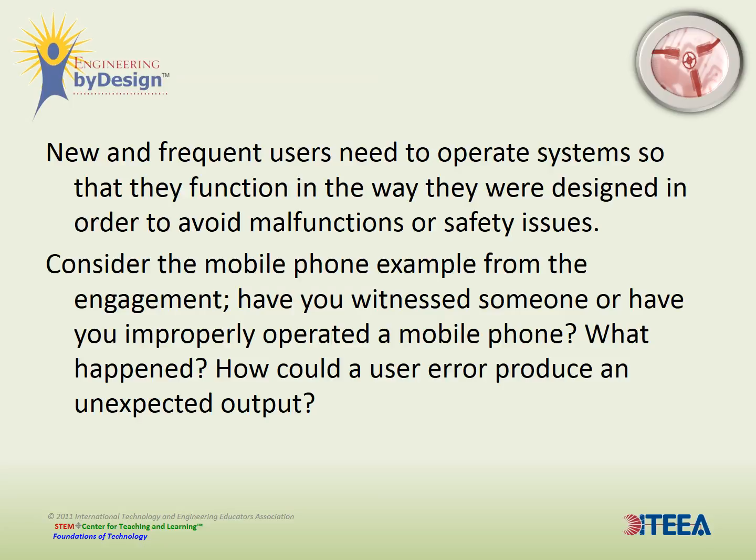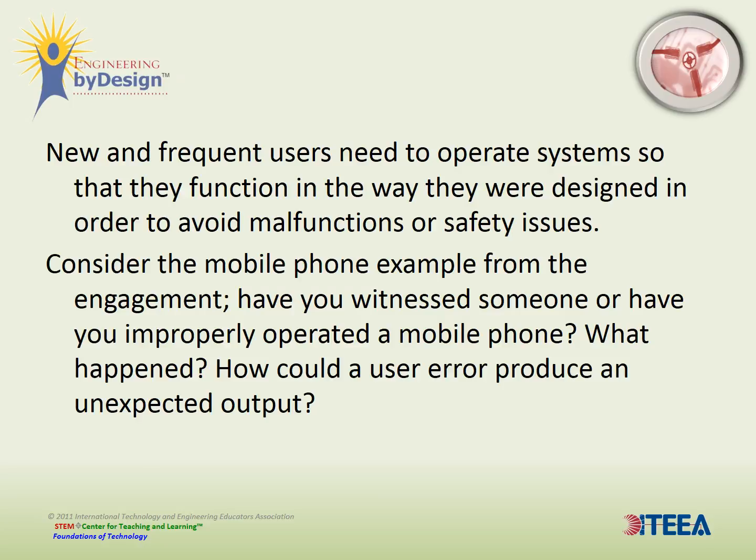Now, when you have new people, you need to make sure they're familiar with what's going on. Frequent people, you need to make sure they remember what's going on, because you don't want them to come up and say, oh, done that a million times. Because if you're in a manufacturing location, you want to make sure nobody's cutting themselves. You want to make sure they're not harming themselves. You want to make sure they're not falling. New and frequent users need to operate systems so that they function in the way in which they were designed in order to avoid malfunctions or safety issues.